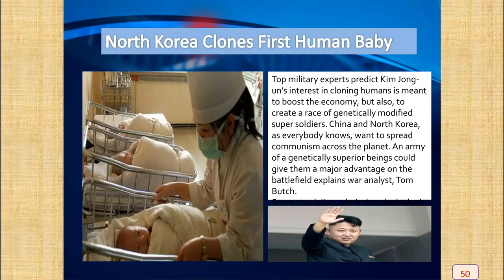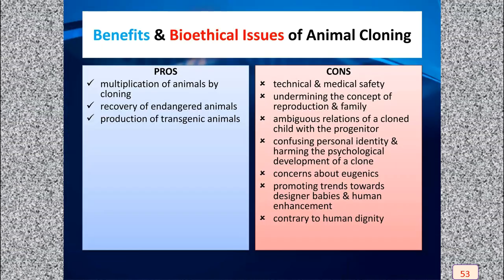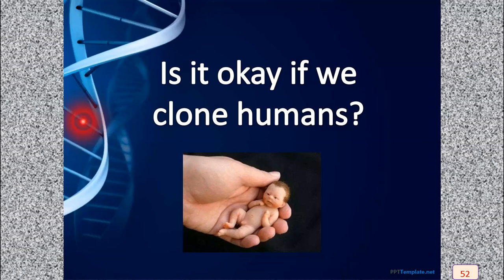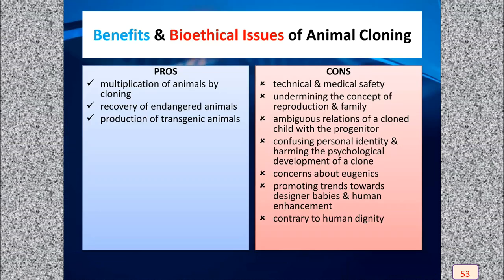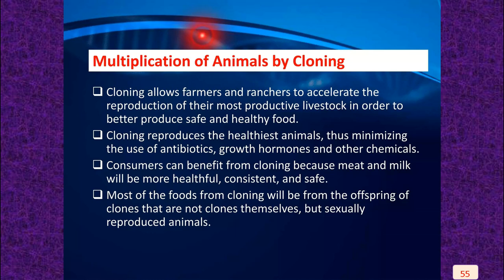Libby and Lily, ferrets, North Korean clones, the first human baby generated by this thing, and can we clone humans? The questions are about multiplication of animals by cloning. Then the technical and medical safety will not be there, as it is not in a controlled condition. Then what are the benefits of farm animal cloning?